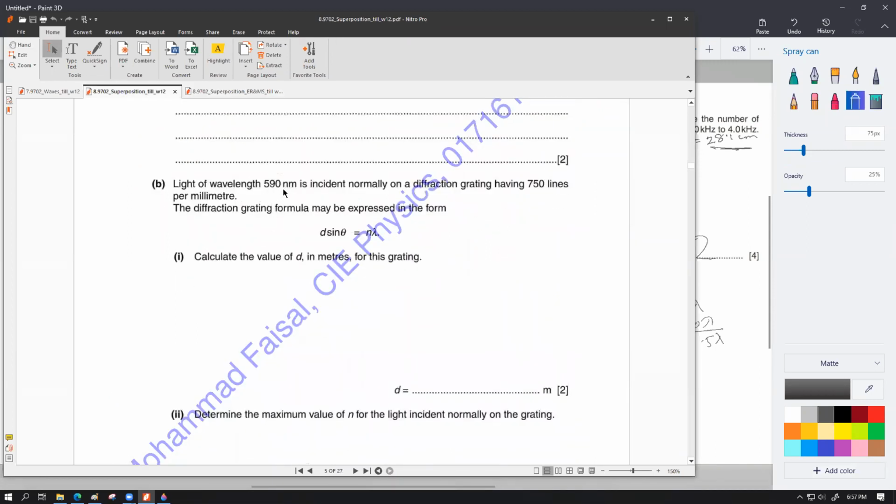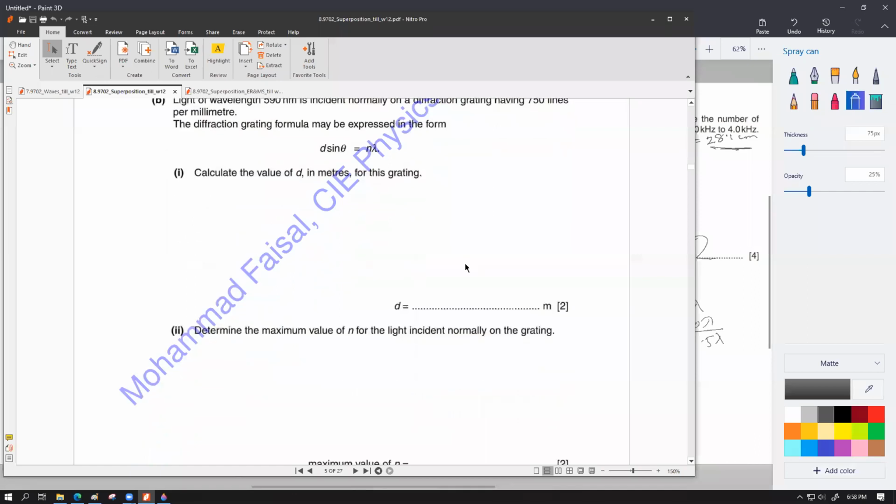Light of wavelength 500 nanometer is incident normally on a diffraction grating having 750 lines per millimeter. The diffraction grating formula may be expressed in the form of d sin theta equals n lambda. Calculate the value of d in meters for this grating. That's pretty simple. d is given by the unit length divided by the number of divisions. So this should be 1 millimeter divided by 750. So you're going to get some value over here.